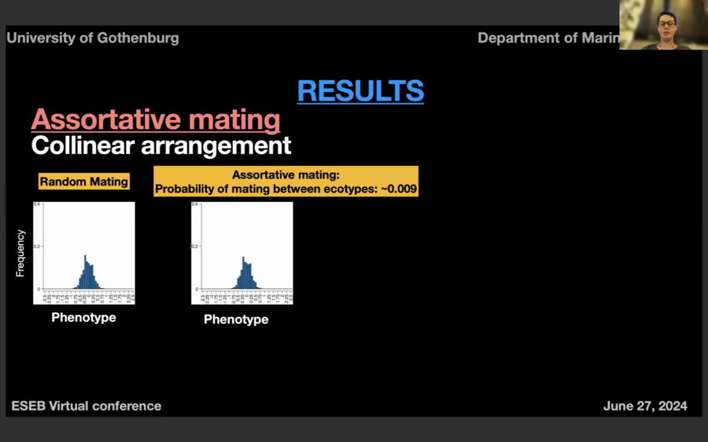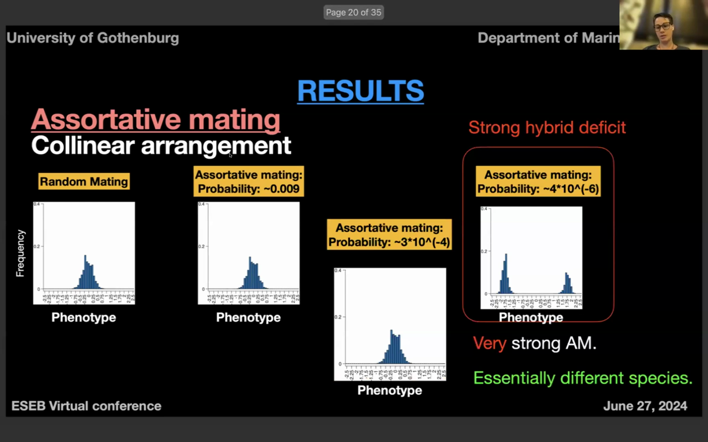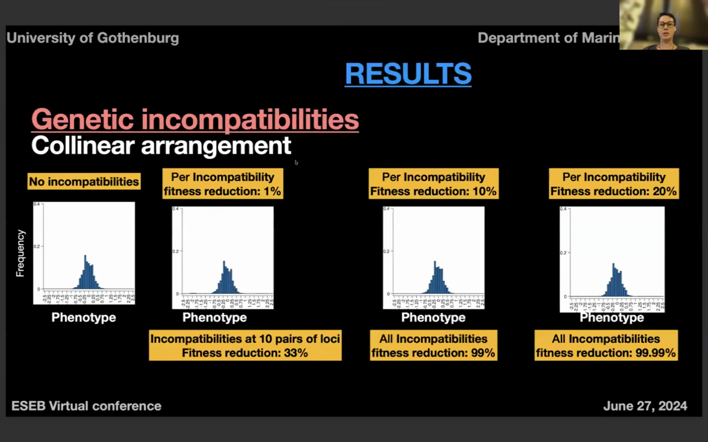Now, if we go to a probability of assortment of 1%, which is quite strong, we still see that the distribution is unimodal. But if we go down to 10 to the minus 6 or something, which is quite a small probability of mating between the different types of individuals, the extreme types, then we see very strong bimodality. But this is in a sense trivial, which is what we expect. This is essentially almost different species, right? So this is not what we were looking for.